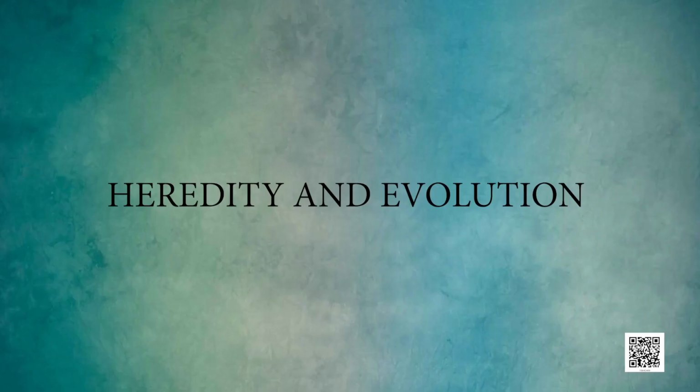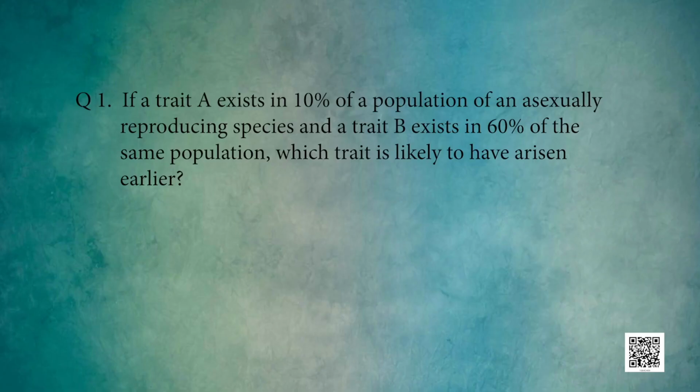In the last session we started with the topic heredity and evolution and learned some interesting concepts related to heredity. We left with two questions. I hope you all searched the answers. The question was, first, if a trait A exists in 10% of a population of an asexually reproducing species and a trait B exists in 60% of the same population, which trait is likely to have arisen earlier?